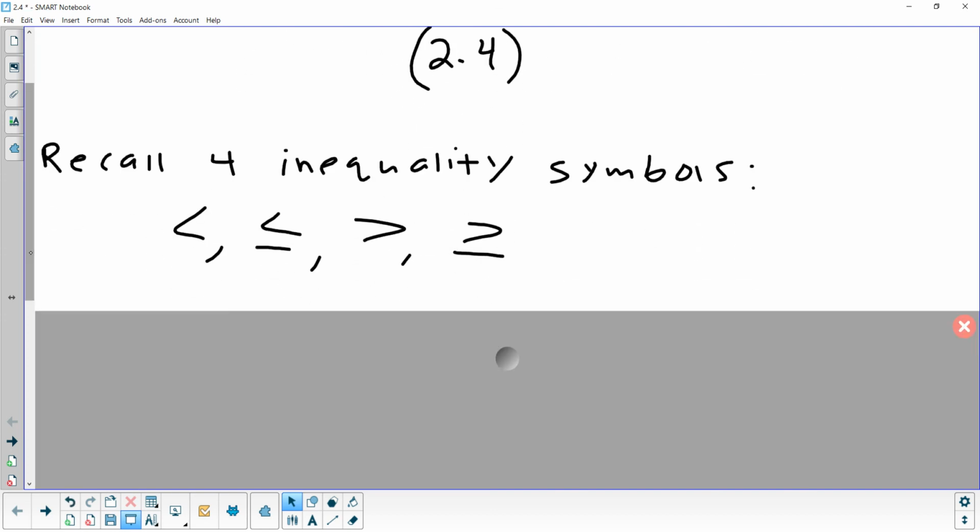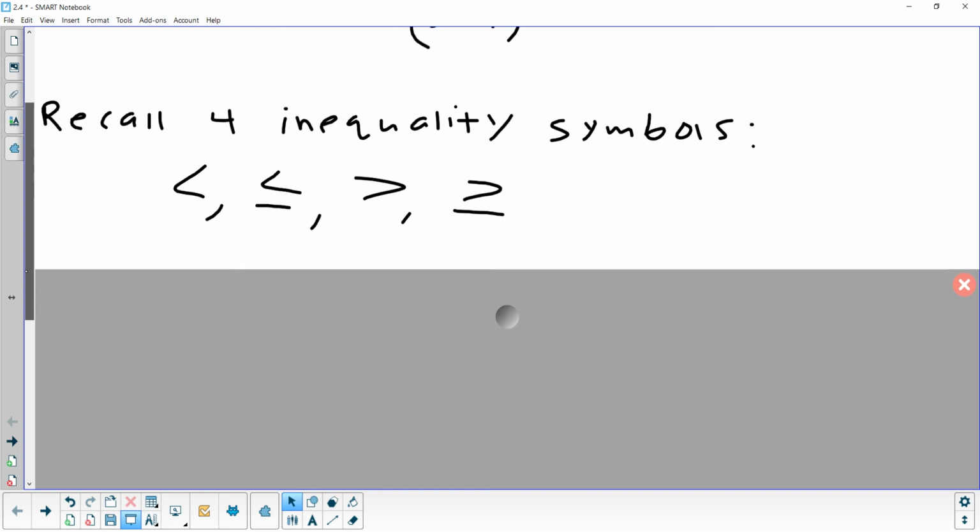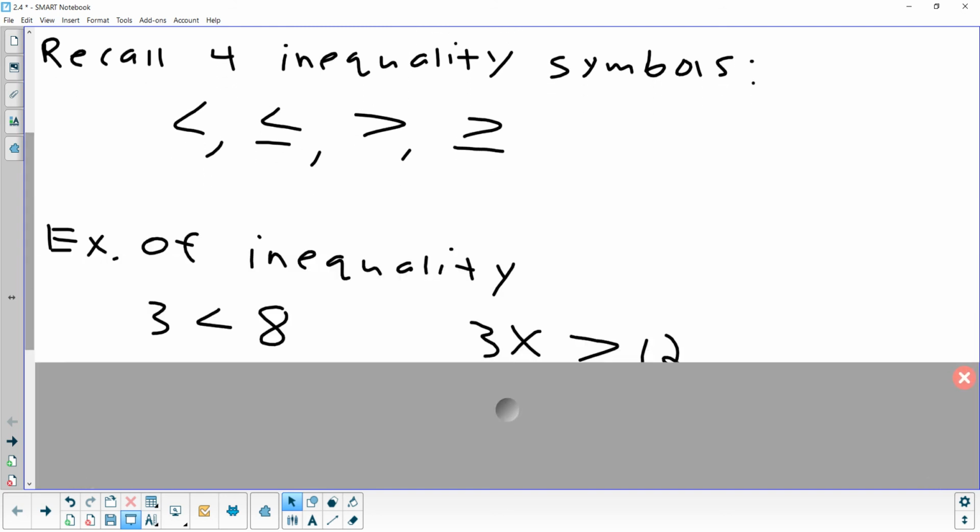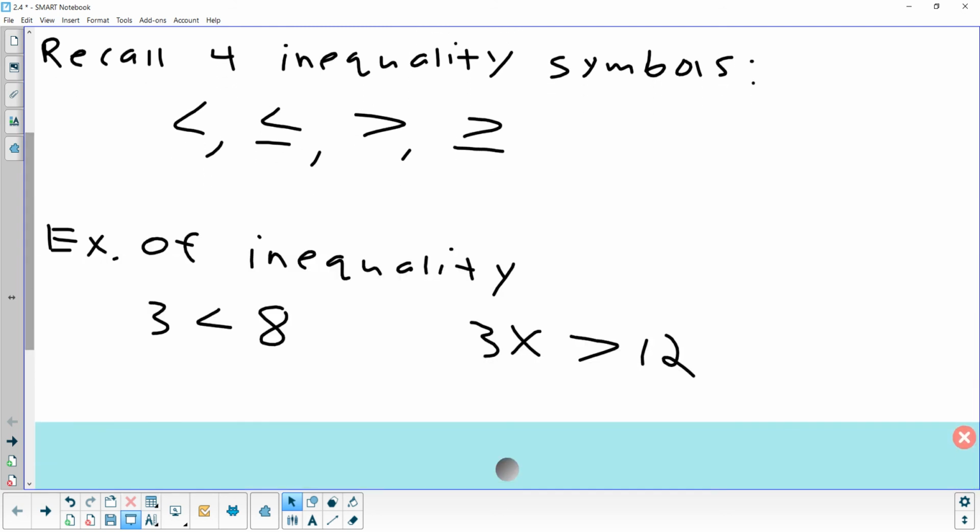Okay, so remember, these are your four inequality symbols. Less than or equal to, greater than or equal to. That's just a quick reminder of what those are. These are both examples of inequalities. The one on the left, that is a true inequality. 3 is less than 8. The one on the right, that's a conditional inequality.